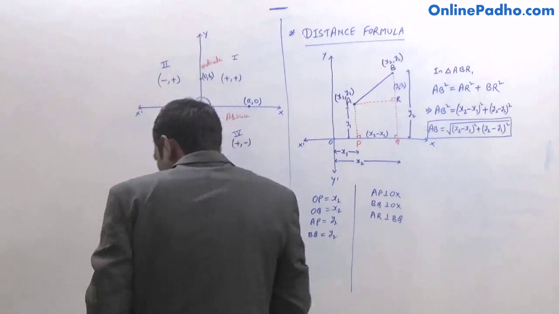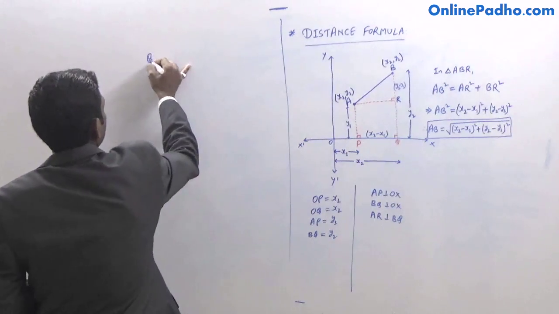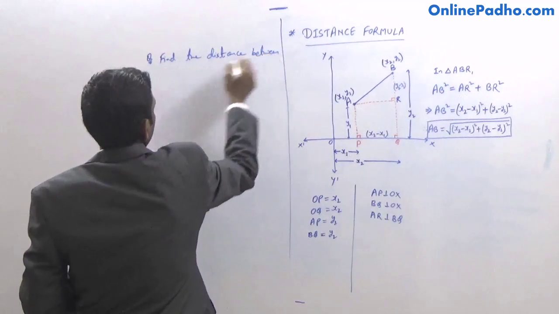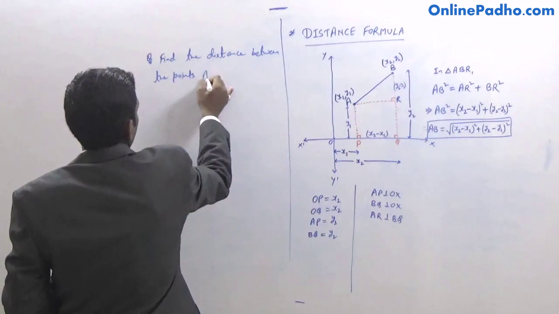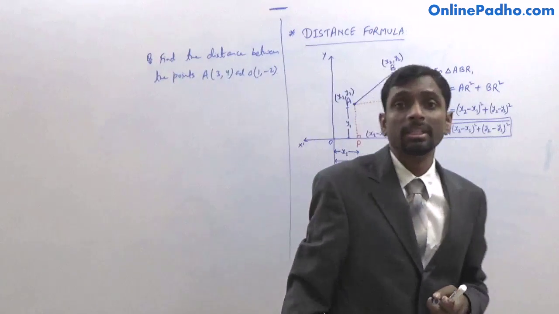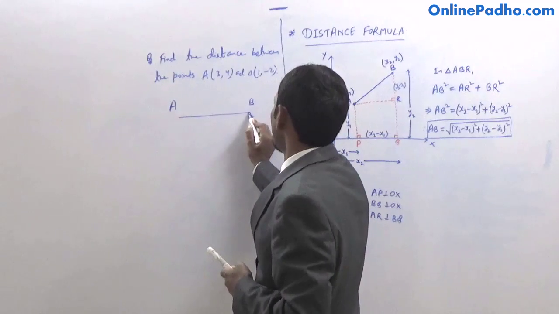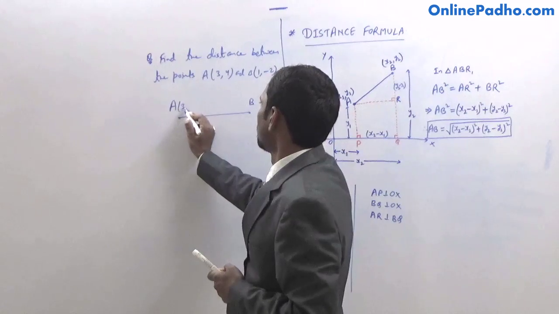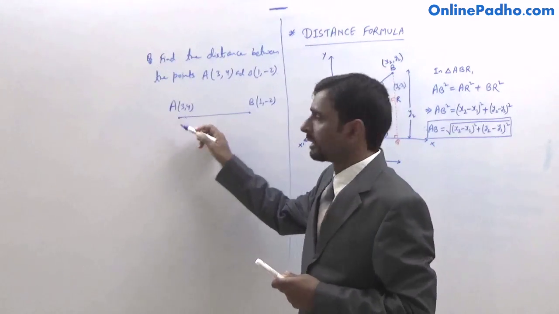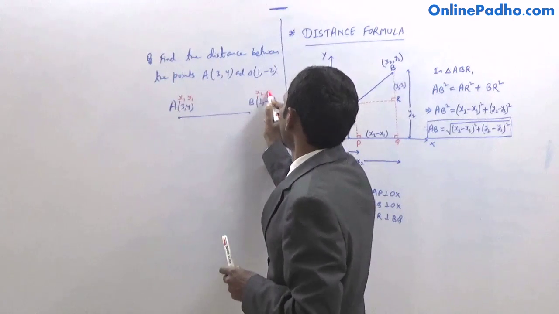For example, if we have to find the distance between any 2 points, the question is: find the distance between the points A(3, 4) and B(1, minus 2). Let's see how to find the distance between these 2 points. A and B are any 2 points in the coordinate plane. We can consider the first point as x1, y1 and the second point as x2, y2.